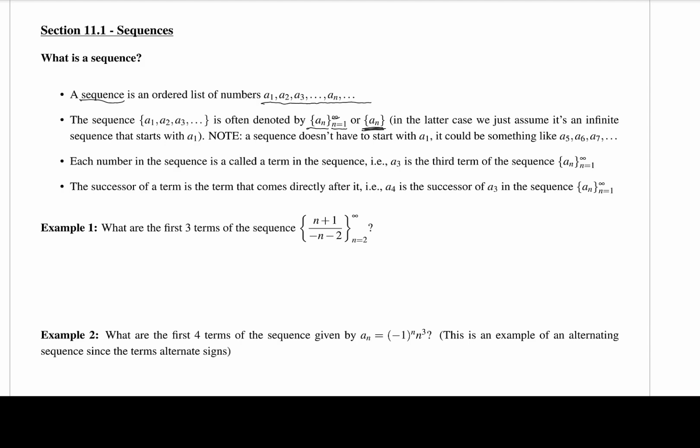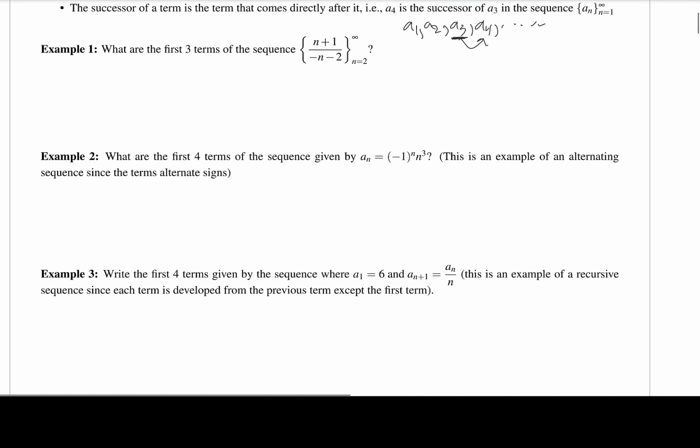Each number in our sequence is going to be called a term. So for example, if we take this sequence, AN, this infinite sequence that starts with n equals 1, then the third term would be given by A3. The successor of a term is the term that comes directly after it. That is, say we have some sequence, A1, A2, A3, A4, going on forever. The successor of A3 is A4, because A4 comes directly after it.